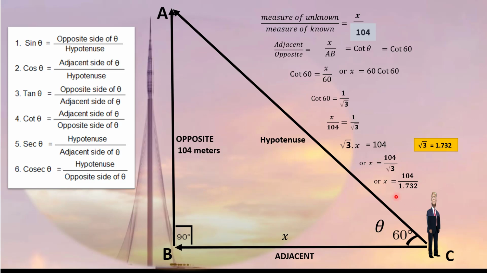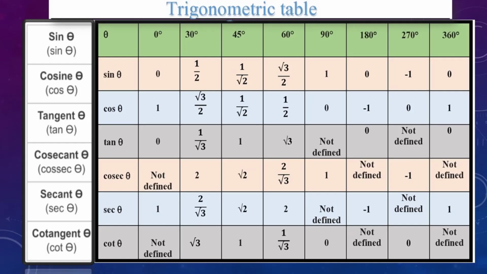So when you divide 104 by 1.732, how much do you get? You get 60. Hence, the distance between the bottom of the tower to the point where Mr. Trump is standing is 60 meters.